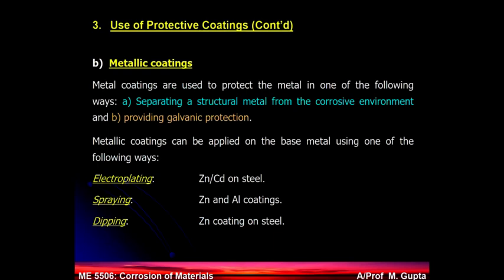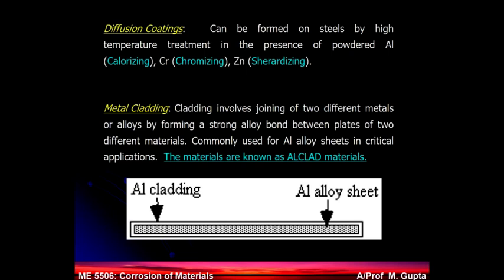Then you have metallic coating. That means the coating which are metallic in nature. They do the same thing: they separate the metal from the environment. Now the second feature is they can give a galvanic protection, like the zinc coating on steel. It's giving a galvanic protection besides separating. They can be put in various ways. You don't have to remember these ways, like electroplating, spraying, dipping. It is just for your information. But this is interesting.